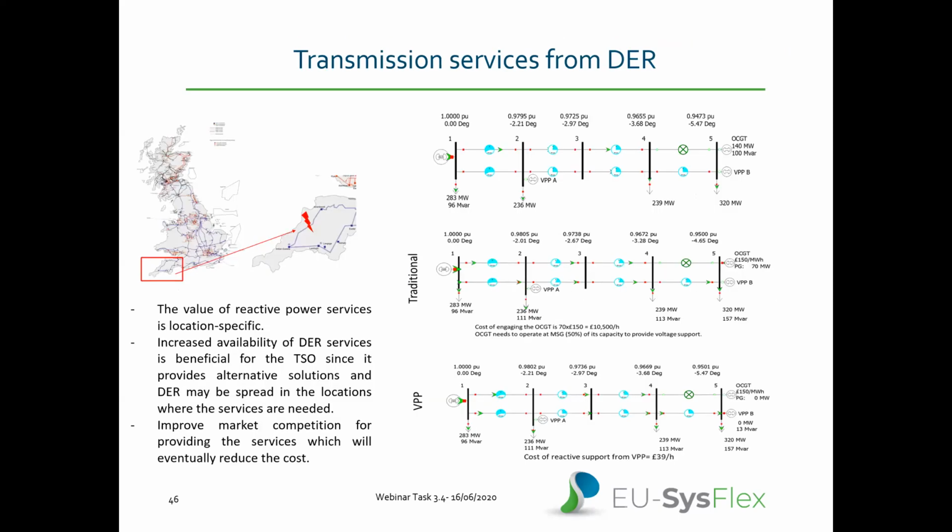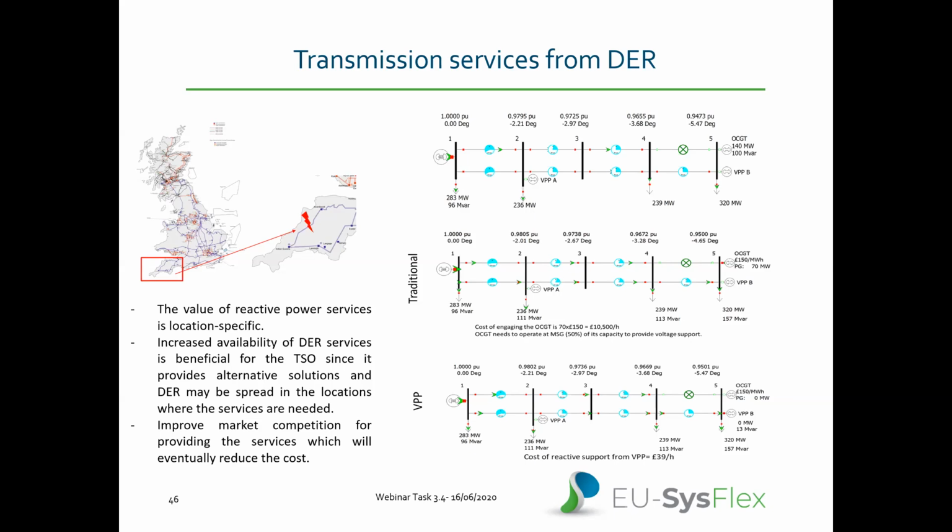On this slide, I show you one of our studies implementing the use of VPP to solve transmission voltage problems. For this study, we used the southwest part of the GB transmission systems when there is a double circuit maintenance exposing the transmission corridor to network problems. So the right top diagram shows that the line fault between bus 4 and 5, for example, can trigger an undervoltage problem. The right center diagram shows the traditional solution where the OCGT unit needs to be used to prevent or to restore voltage.